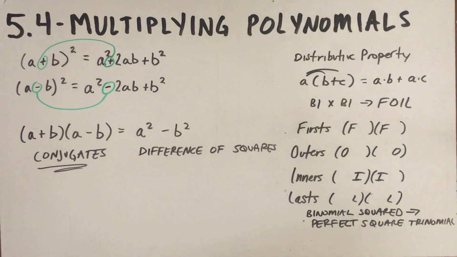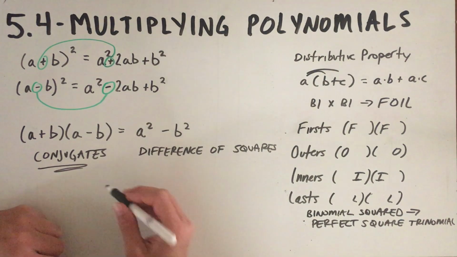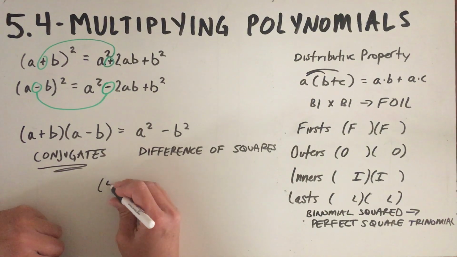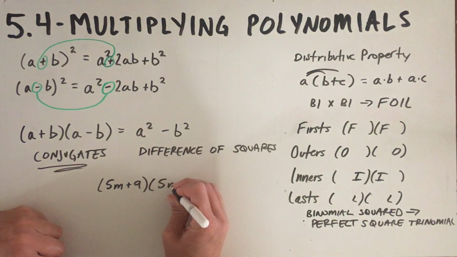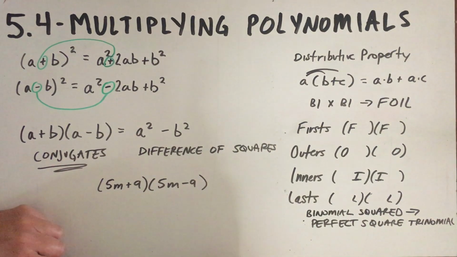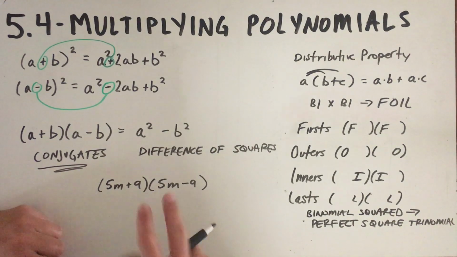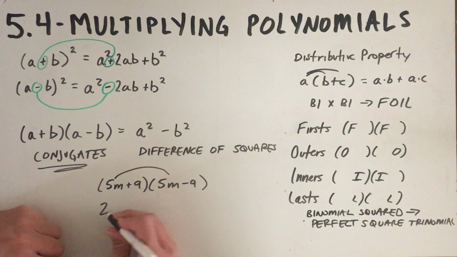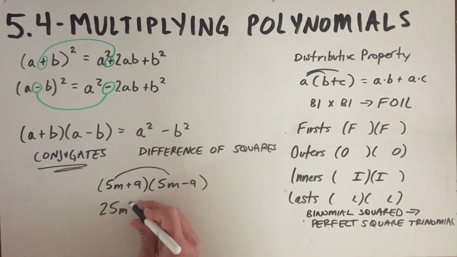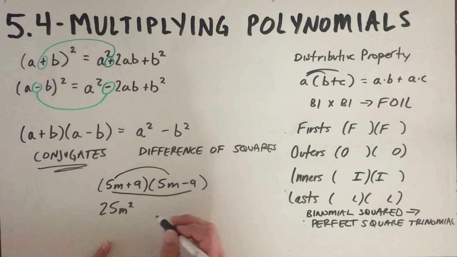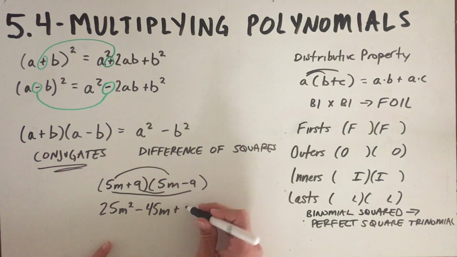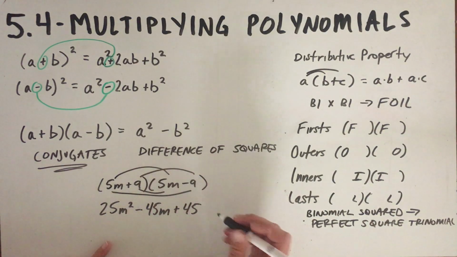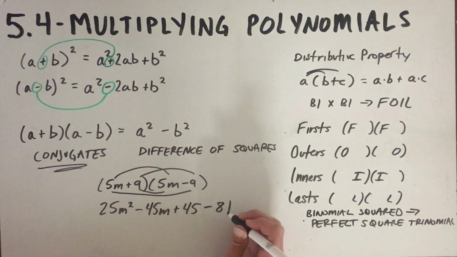All right. So, what does this look like for real? Let's say I had 5m plus 9, and I want to multiply 5m minus 9. Okay, so I'm going to FOIL these. These are conjugates. Note that. They're the same two terms with opposite signs. But when I multiply, I'm going to get 25m squared, my firsts. My outers, I'm going to get a minus 45m. My inners, I'm going to get a plus 45m. And my lasts, I'm going to get a minus 81.